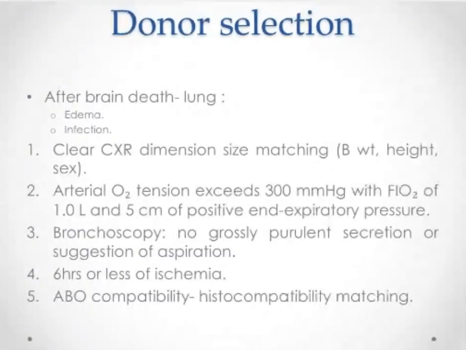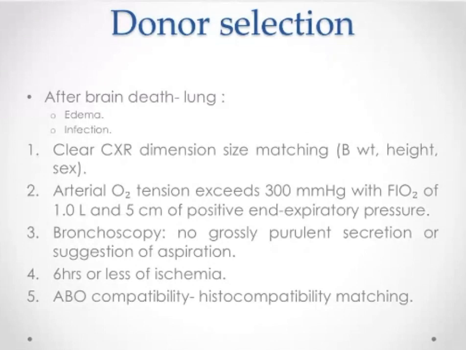الدونر selection احنا لما ناخذ مين ناخذ، يعني من يا مريض ناخذ له. يعني اول شيء after brain death in the lung it should be have a clear chest x-ray and the dimension of the size and matching of the body weight with the sex. يعني هنا الهارت transplantation, kidney transplantation, liver transplantation, any organ transplantation, يعني it's not important in unisex, but here it should be in the lung transplantation, it should be the same sex.